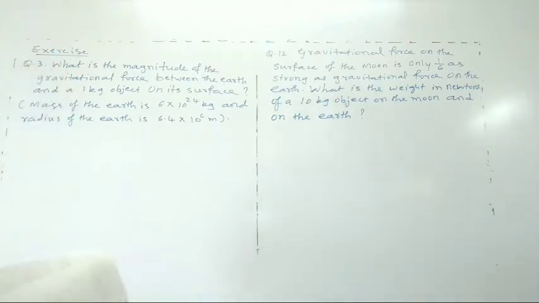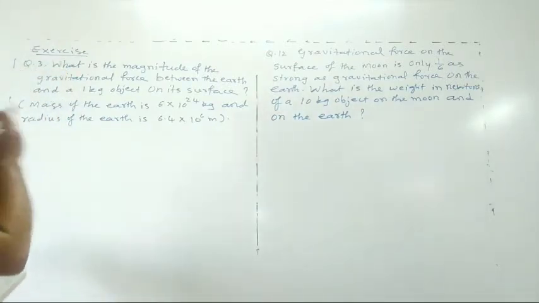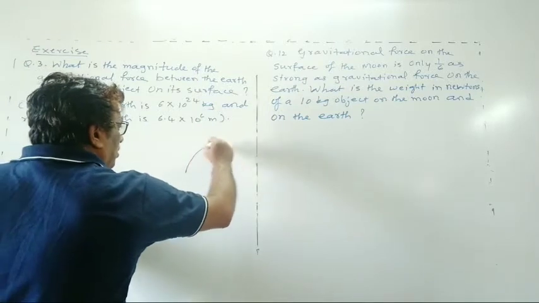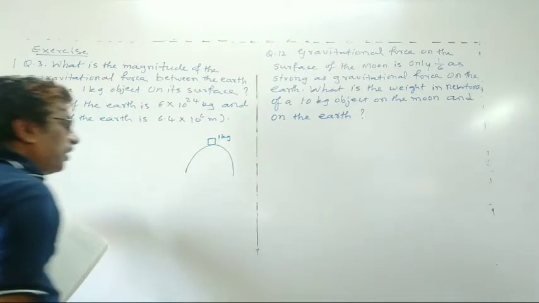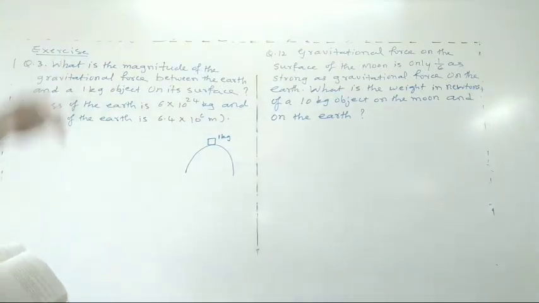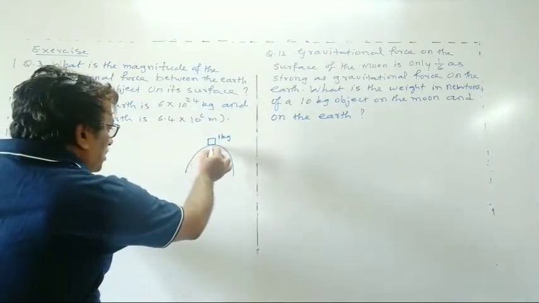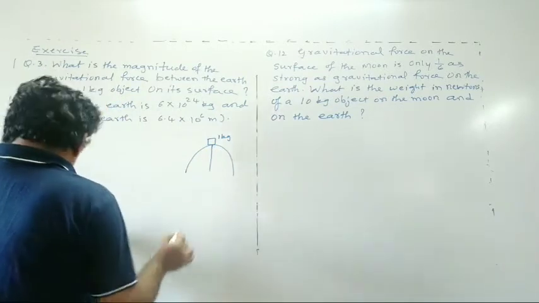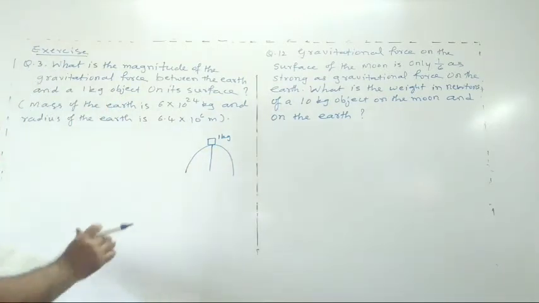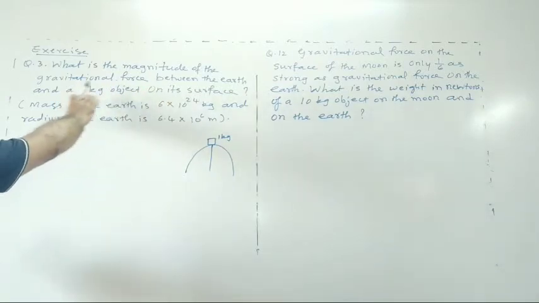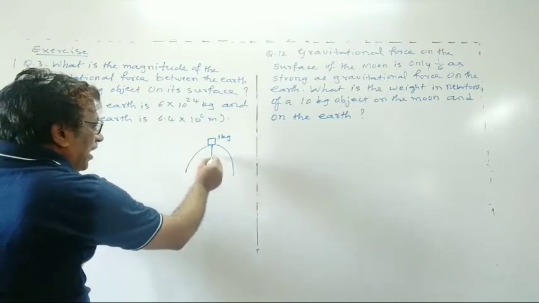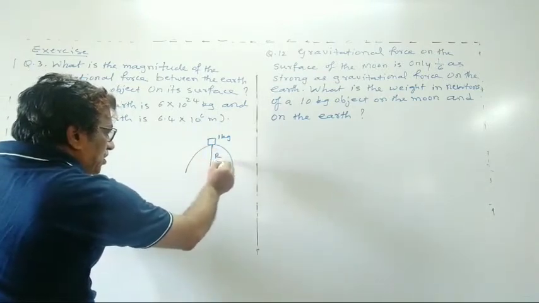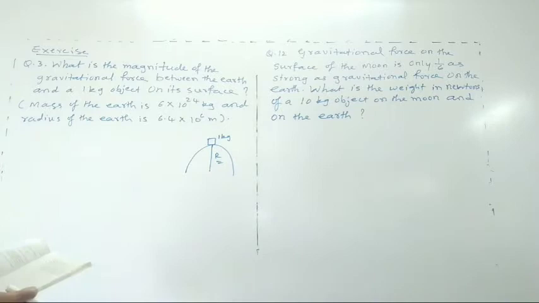Now we will see how we solve the question. You know that this is the Earth, and here a 1 kg object is kept. The gravitational force is acting between the Earth and the 1 kg object, and this is the radius. Now I will say what you have to find.